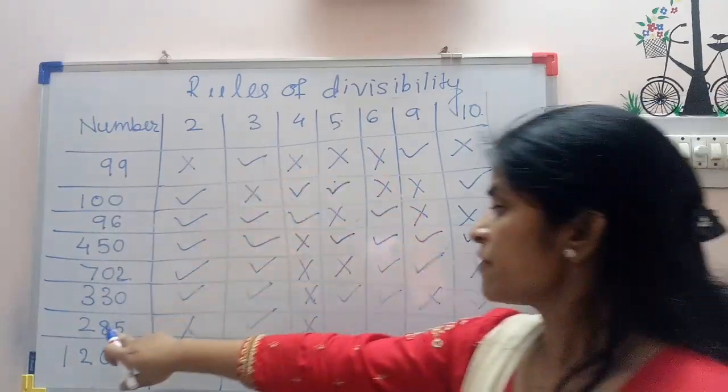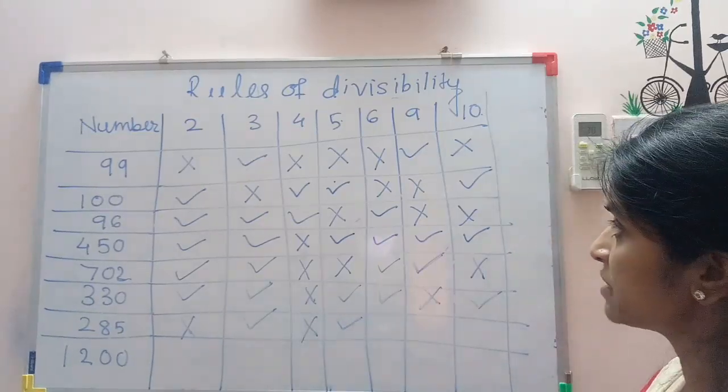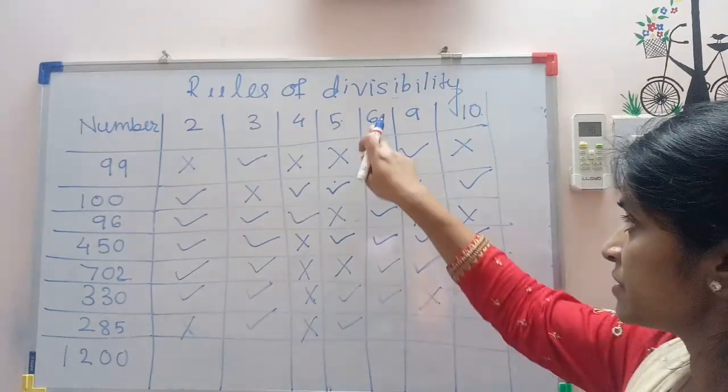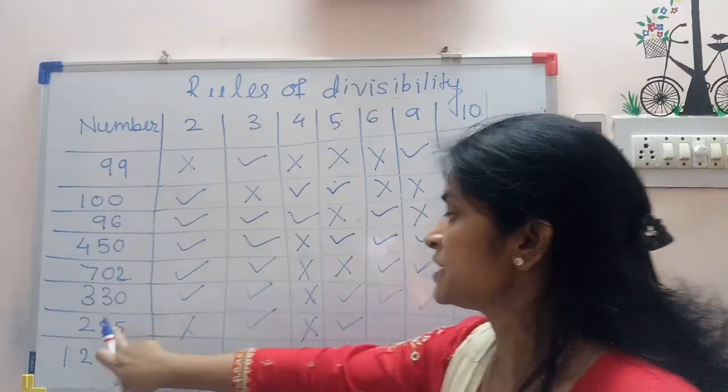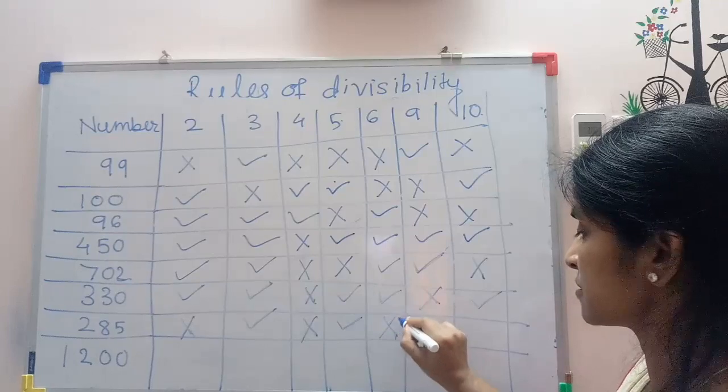Whether it is divisible by 5? Yes, because 285 ends in 5. So, it is divisible by 5. Whether it is divisible by 6? No, because it is not divisible by 2. So, it is not divisible by 6.